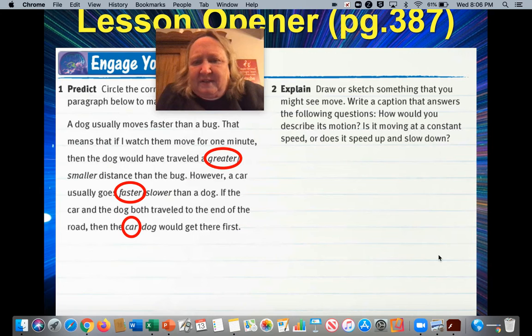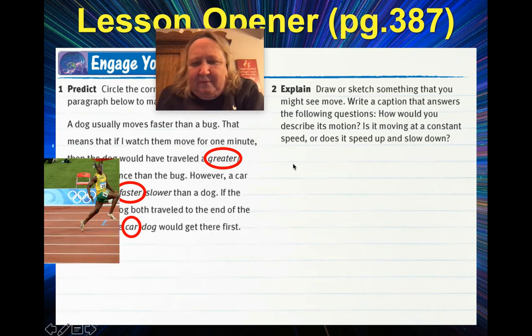All right, next, they would like you to draw or sketch something that you might see move. Write a caption that answers the following questions. How would you describe its motion? Is it moving at a constant speed, or does it speed up and slow down? So just think real quickly in your head, something that would move, describe how it's moving, its motion, and would it be at a constant speed or speeding up and slowing down?